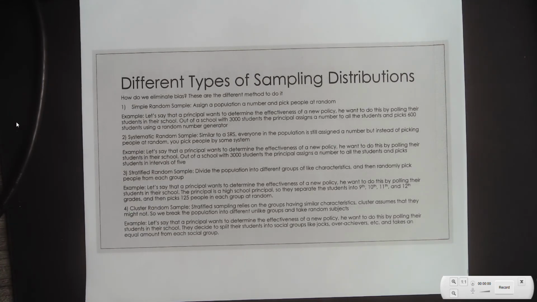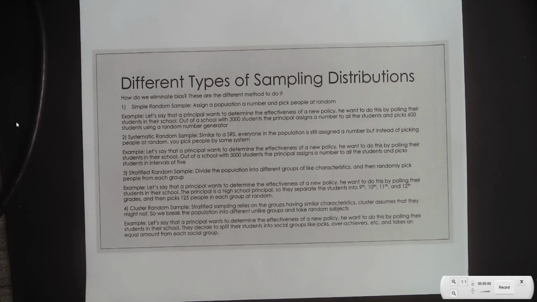So for example, let's say a principal wants to determine the effectiveness of a new policy. He wants to do this by polling the students in their school. Out of a school with 3,000 students, the principal assigns a number to all the students and picks 600 students using a random number generator. That is a simple random sample. Very simple. Everything's picked at random. You might do it just by picking numbers out of a hat, something like that. It's very simple, very easy.